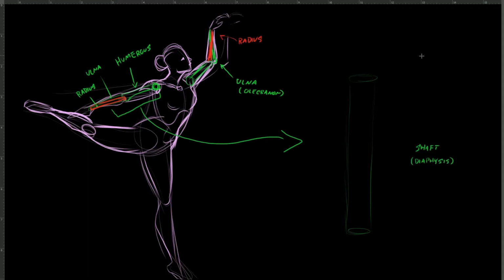The humerus is probably the most classic-looking long bone in your body. If you ask a child to draw a bone, they'll draw something that looks approximately like the humerus. There will be a long cylindrical shaft in the center and two lumpy ends. The shaft is also called the diaphysis, and the two ends are known as the epiphyses.